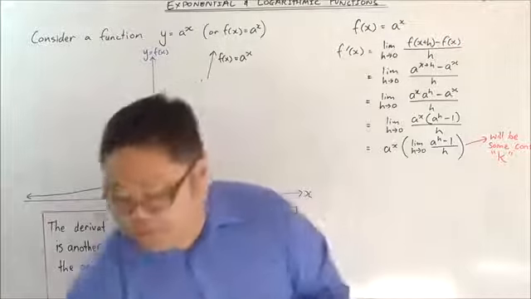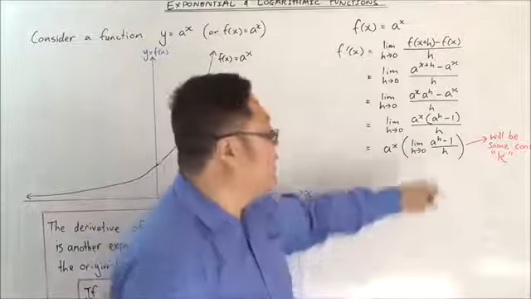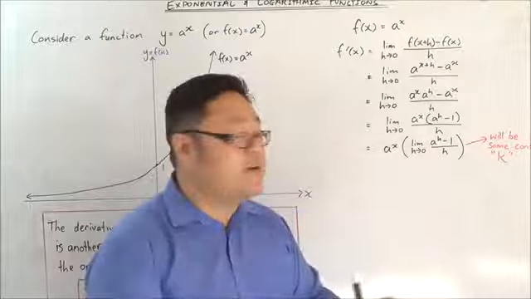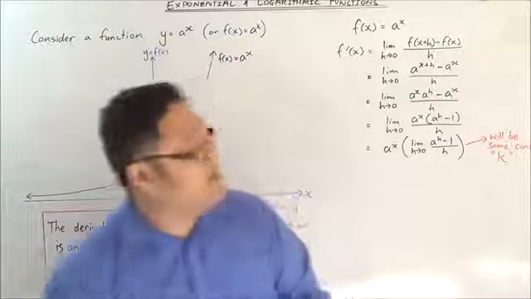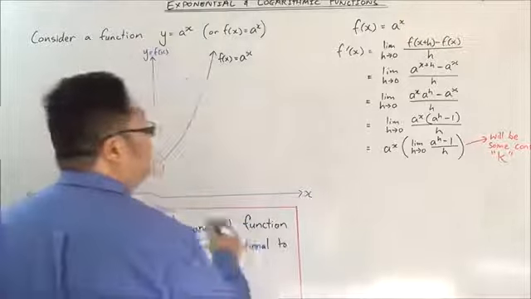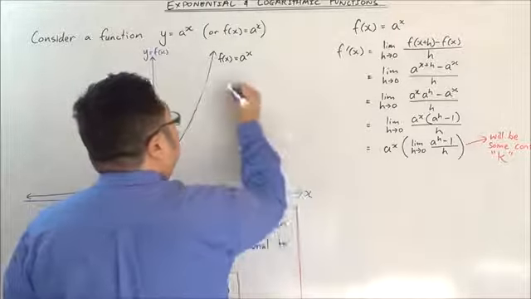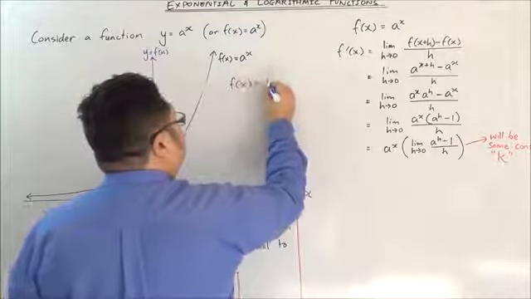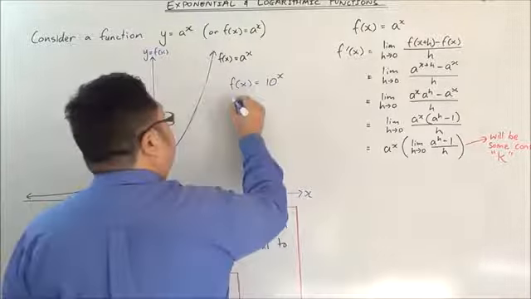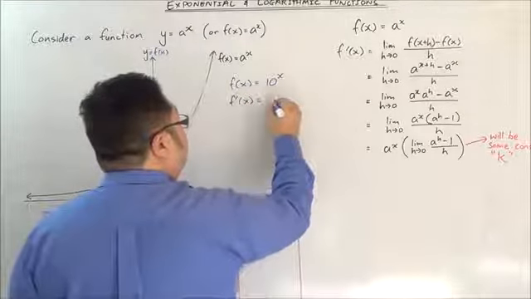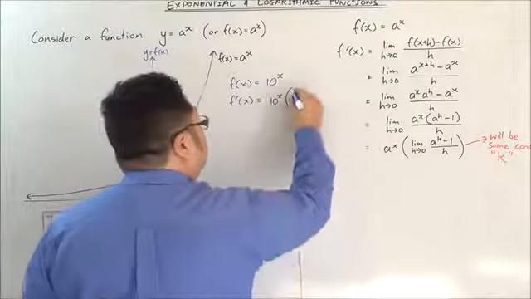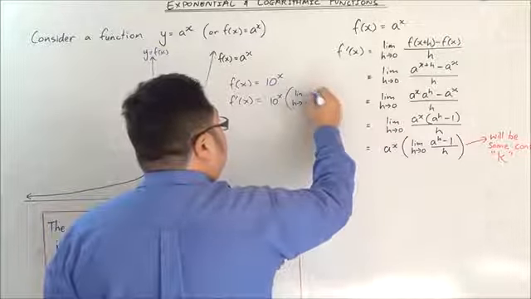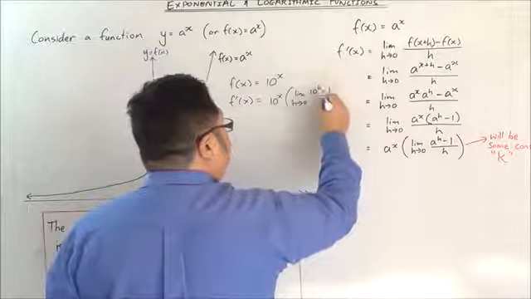Well, what I want you to do is choose a constant for a. So for example, let a equal 10, all right? So I'll basically use this over here. Let's try, for example, if a was 10, and consider f of x equals 10 to the power of x. So f dash of x is going to be 10 to the power of x times the limit as h approaches 0 of 10 to the power of h minus 1 over h, right?